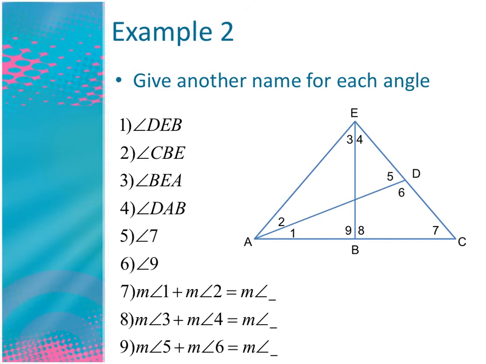Let's try this one now. So we're going to give other names for each of these angles. So the first one we're going to talk about is DEB. So D is here. Oops, let me go highlight. D to E to B. So you go in that order. D to E to B. So they're referring to this angle right here. So I can name this. It's got a number there. I can call it angle 4. I can also reverse the order of my letters and call this BED.